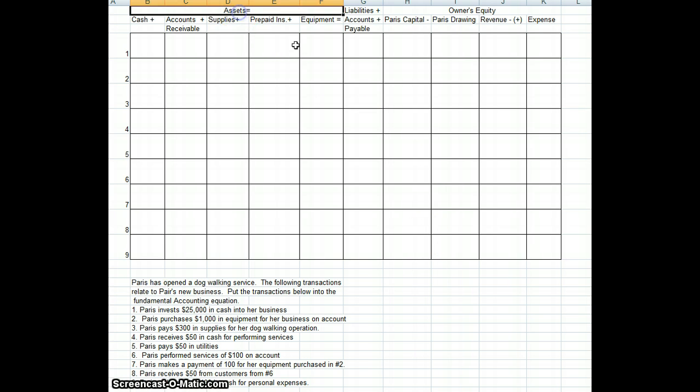You can see here we have assets, and they're equal to liabilities plus owner's equity, and that should always stay in balance. So if we do something on one side of the equation, we'll have to do the opposite on the other side of the equation. Let's go ahead and try some and see how it works out.